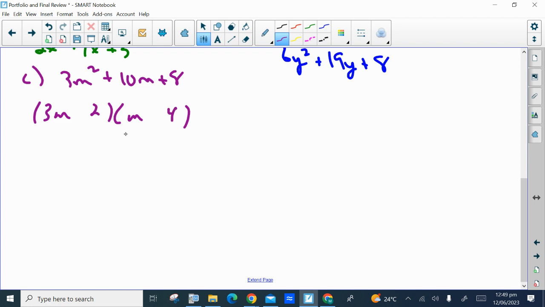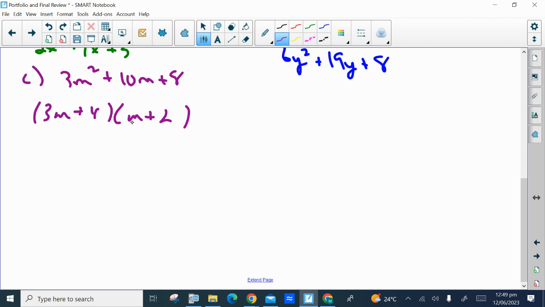So the front terms do multiply to get 3m squared. The last terms do multiply to get 8. The outer product will be 12m, the inner product 2m. Well, they add to get 14m, not 10m. So that doesn't work. But what if we put the 4 in the first bracket and the 2 in the second bracket? Now the outer product is 6m and the inner product is 4m. They do add to get 10m. So these are the factors.